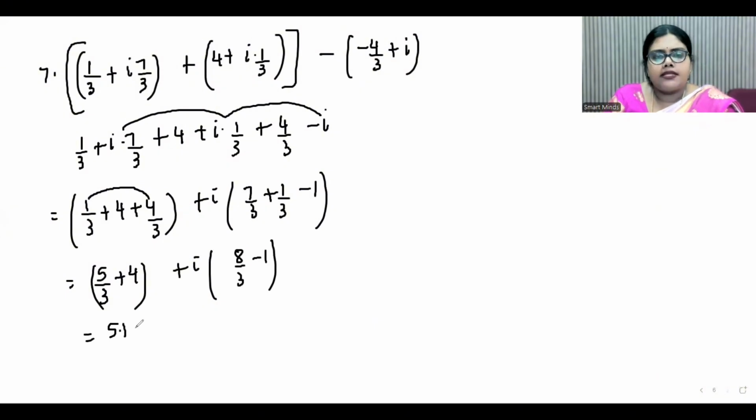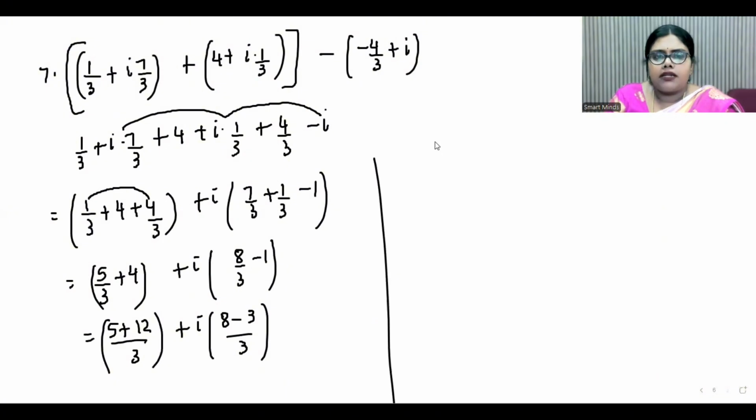So if you take LCM, 5 plus 12 by 3 plus i into 8 minus 3 by 3. So that is equal to 17 by 3 plus i into 5 by 3. This is in a plus ib form.